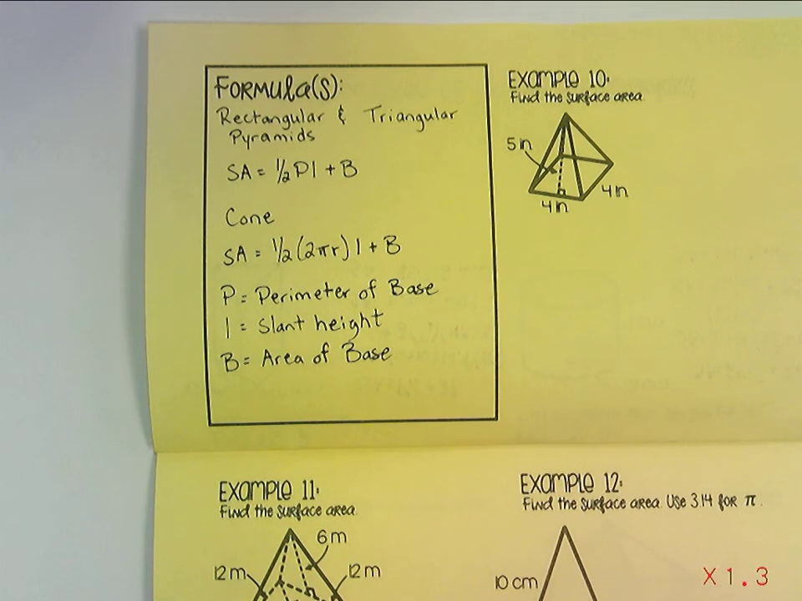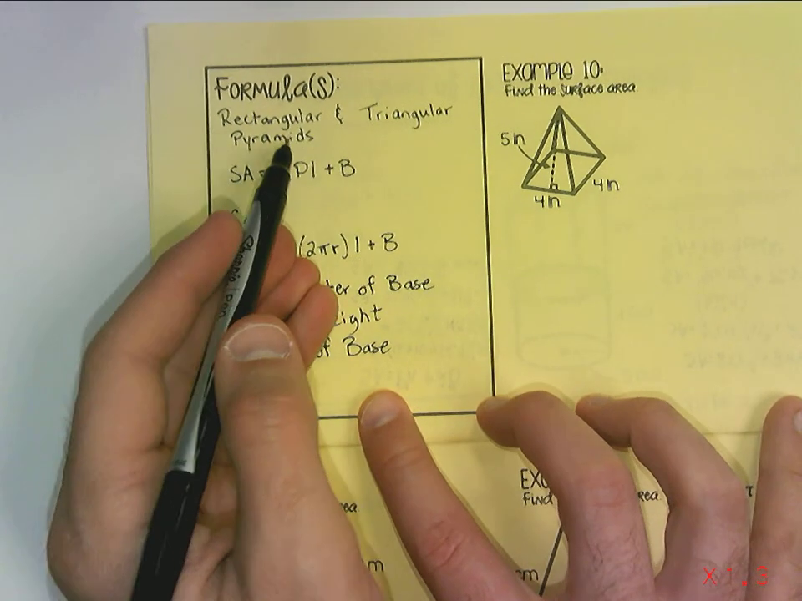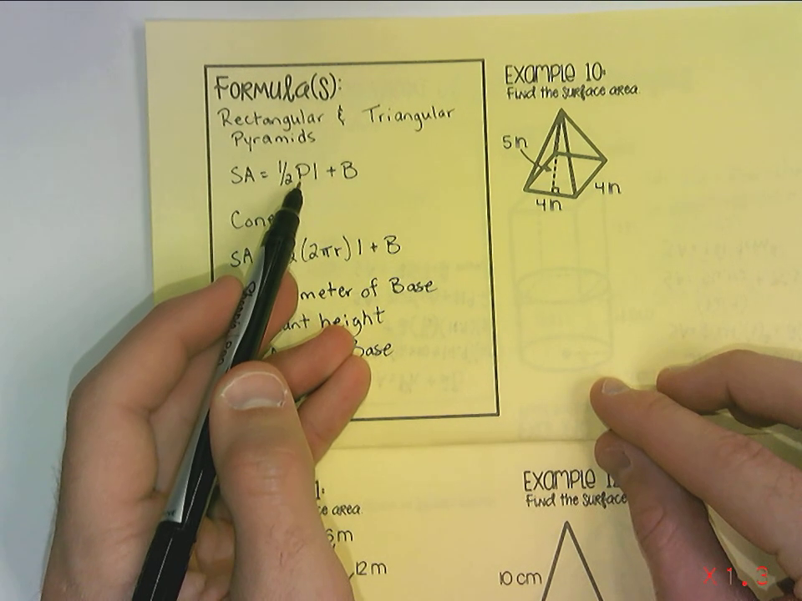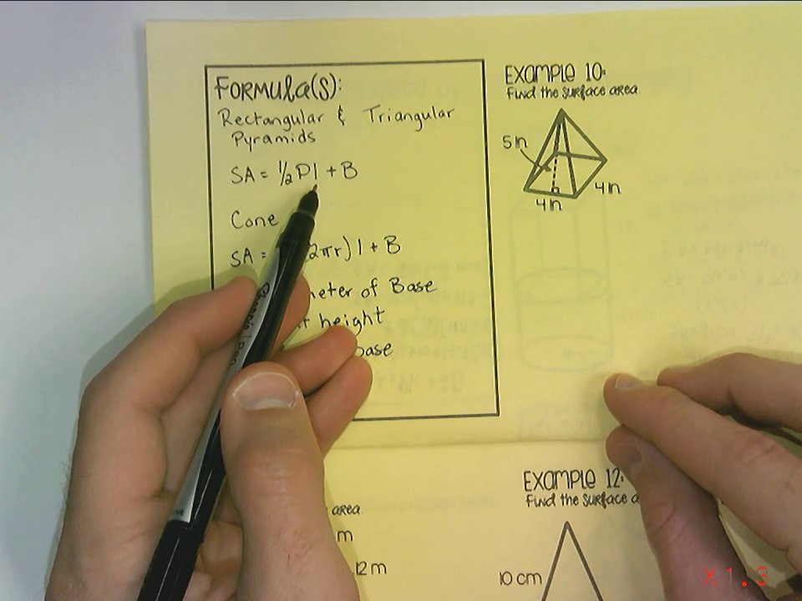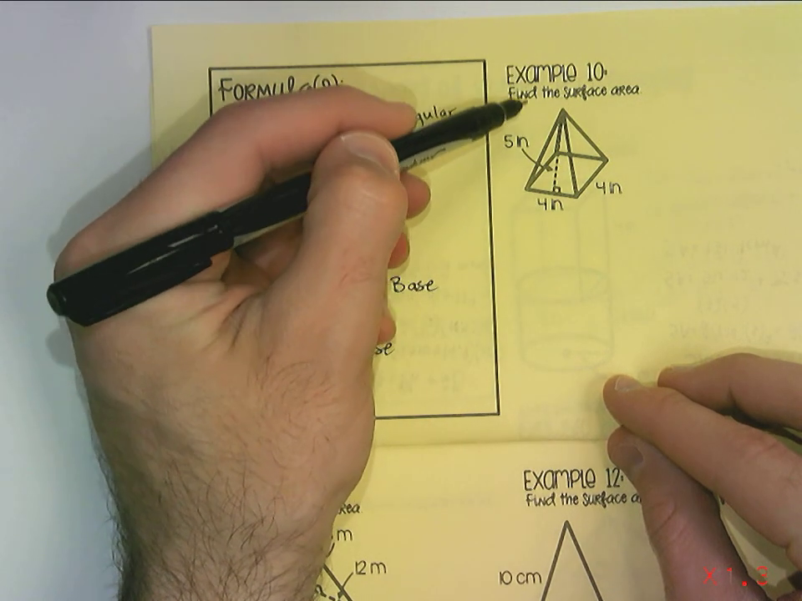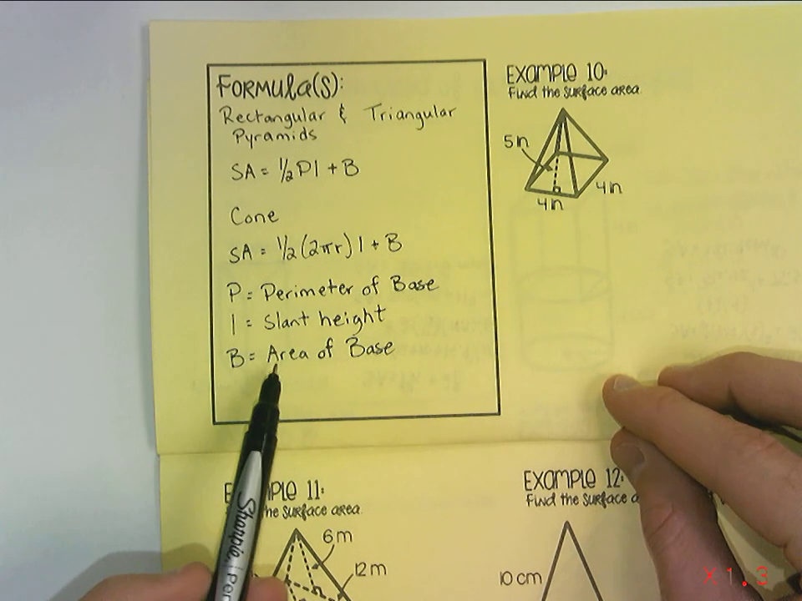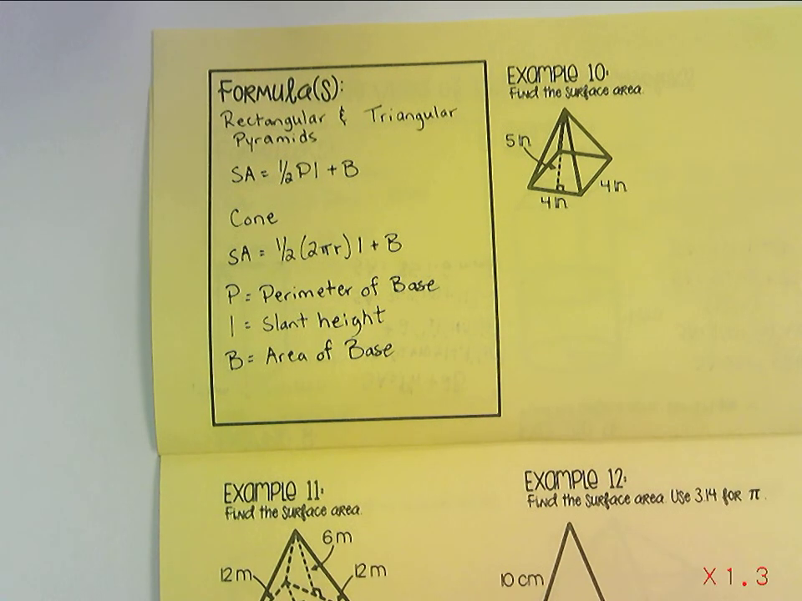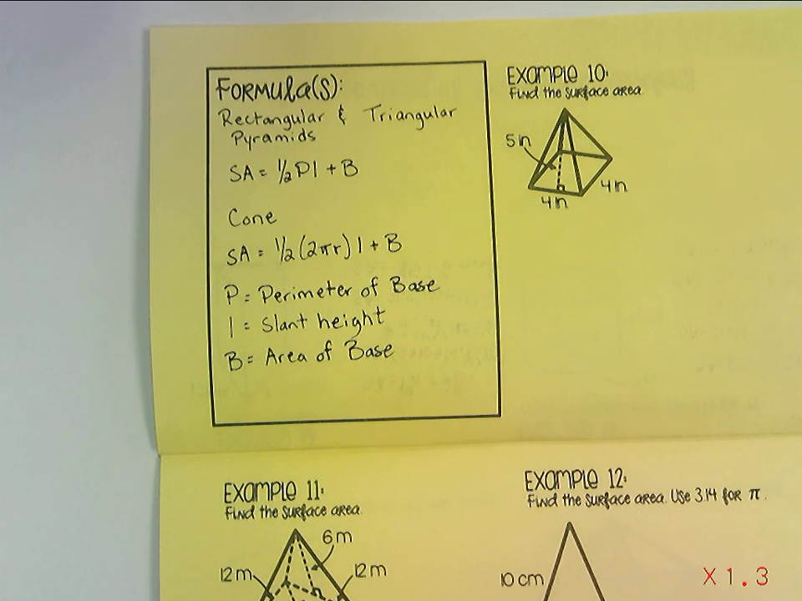So some formulas here that we need. So for rectangular and triangular pyramids, surface area is 1/2 the perimeter times the slant height, which is down here, L. Slant height is going to be like this here. And then plus the area of the base. Now these couple problems, you don't explicitly have them in ALEKS, but it doesn't hurt to understand these formulas. So that's why I'm giving them to you.